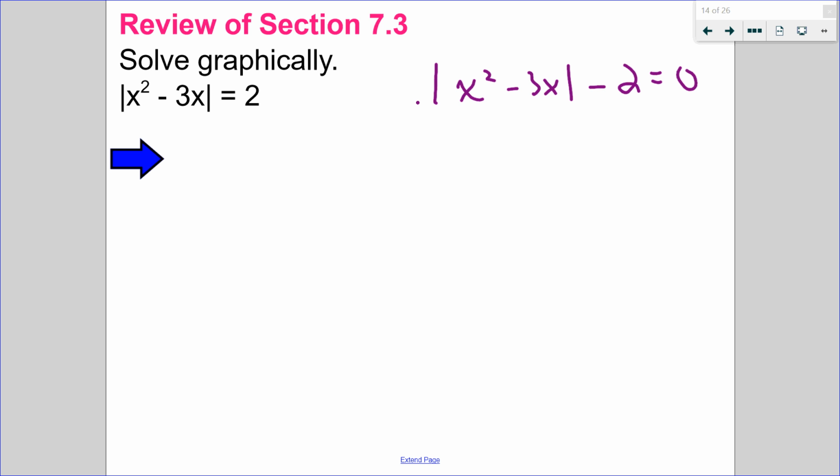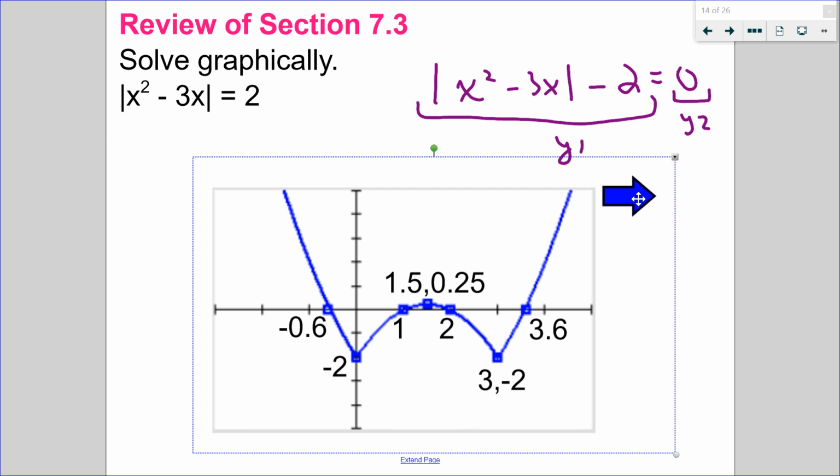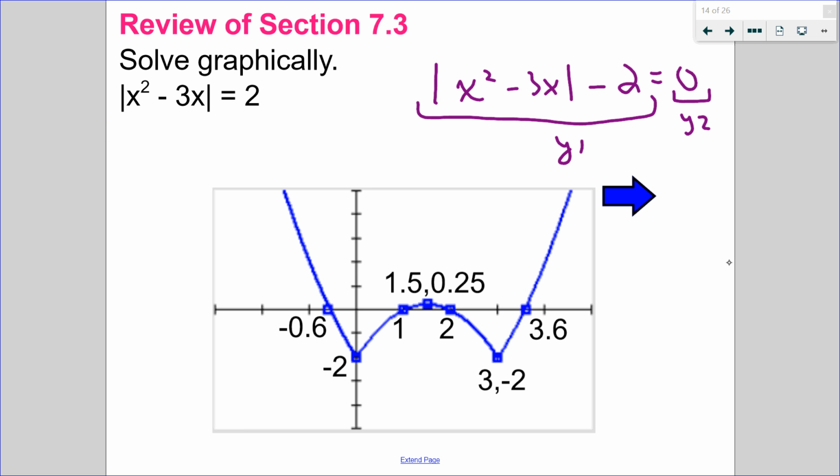So what I'm going to do is put this entire equation here into y1 and this into y2 and look where they intersect. Because I am solving it graphically, I need to provide a detailed sketch of the graph. So I want to label all the important parts. Here's what my graph looks like, and notice I have all my intercepts and all of my vertices, y-intercepts, maximum points, etc. labeled.